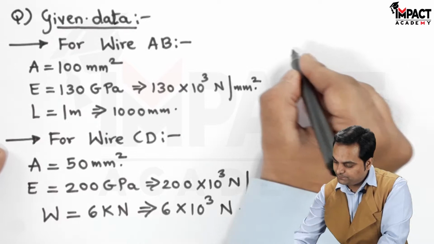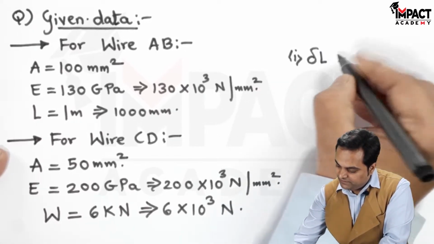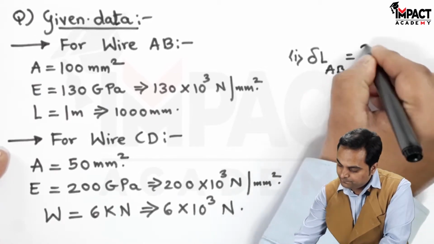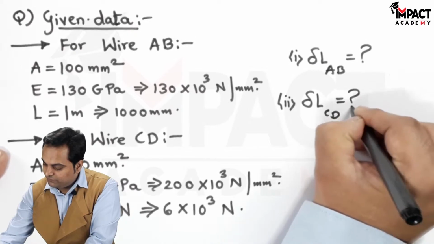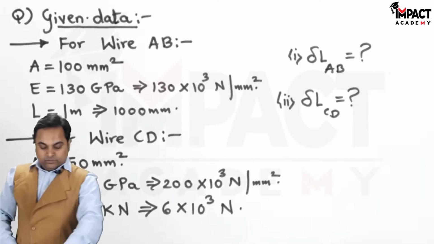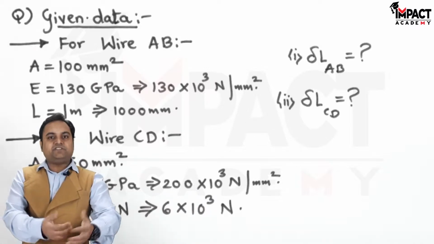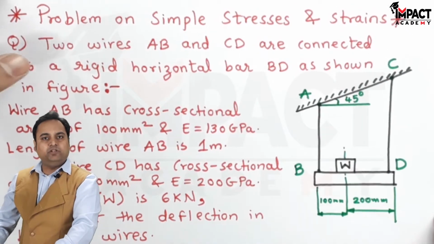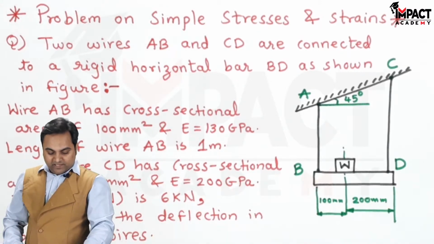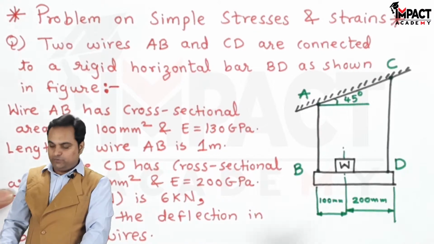So the question is deflection denoted by delta L in AB and delta L CD is what we have to calculate. Now this is the question in front of us. So let us get started with the solution part, and into the solution we need to have the length of both the wires. In the problem they have only given the length of wire AB. Wire CD, its length is not known to us.